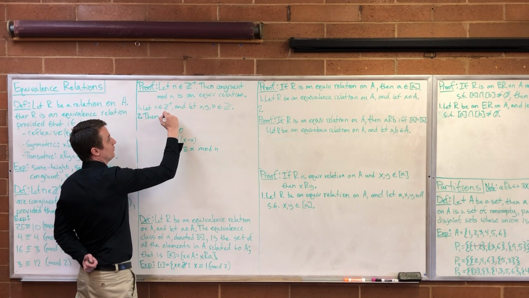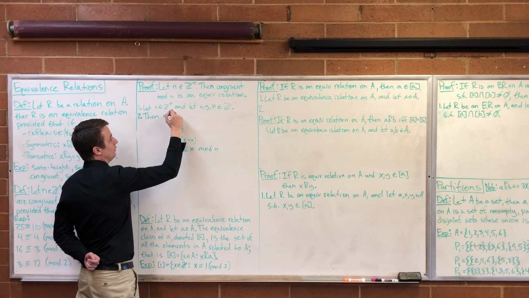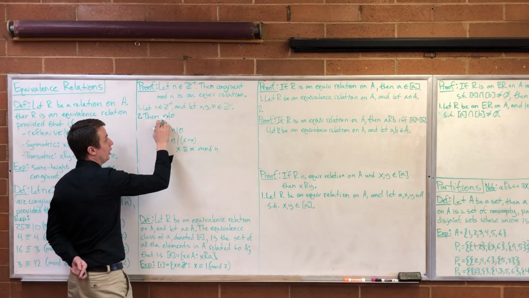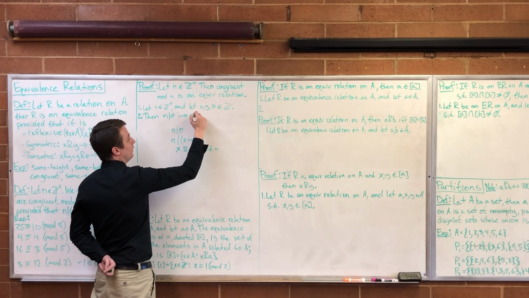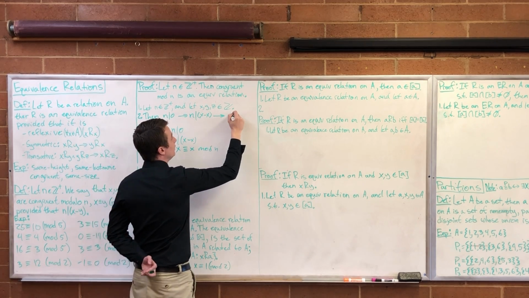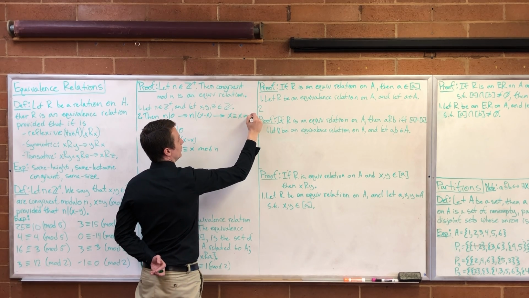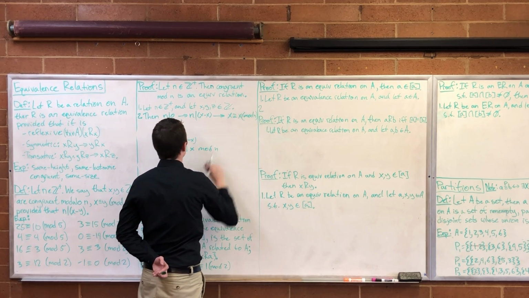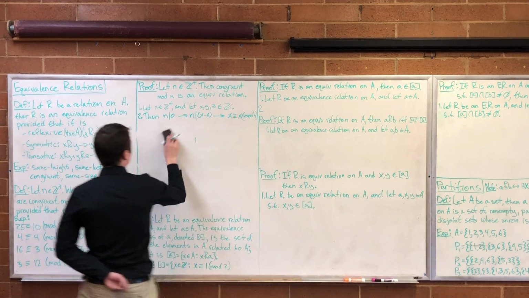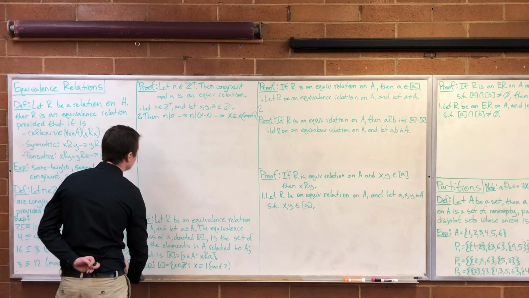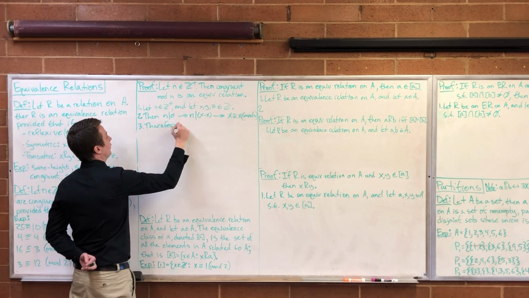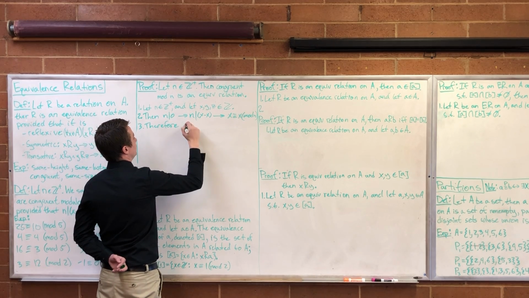So then, can I just say n divides 0? Are you good with that's always true? Yeah. So I know n divides 0. That gives me n divides 0. That gives me x is congruent to x mod n. You good with all that? Yeah. So therefore, it's reflexive.